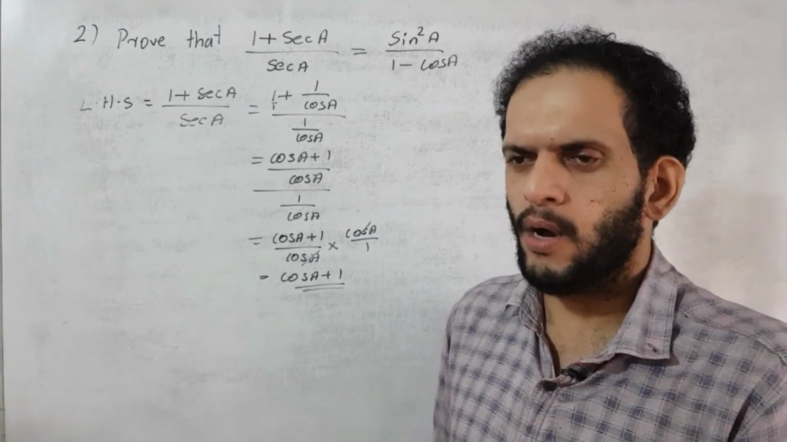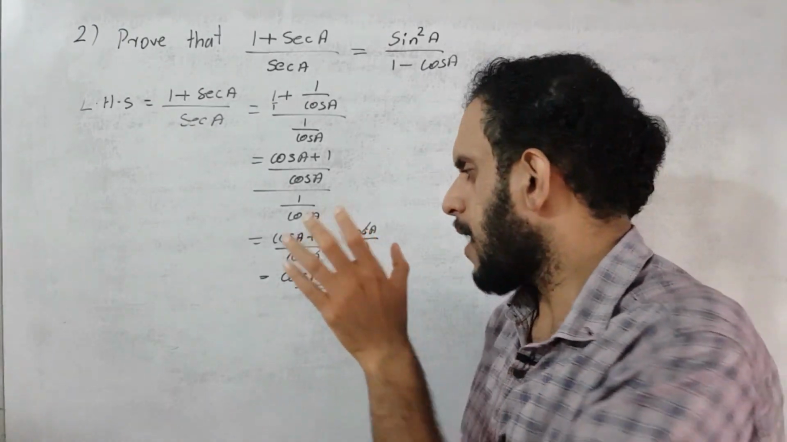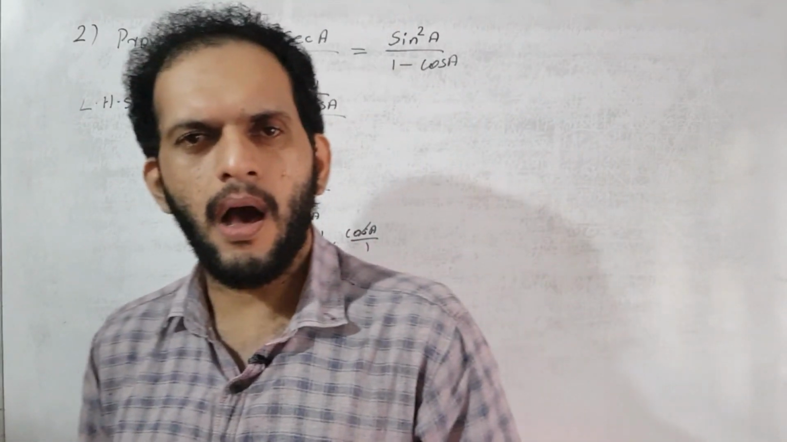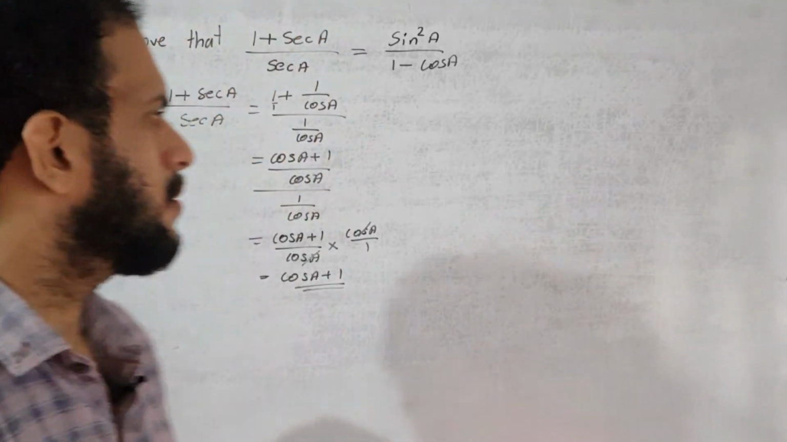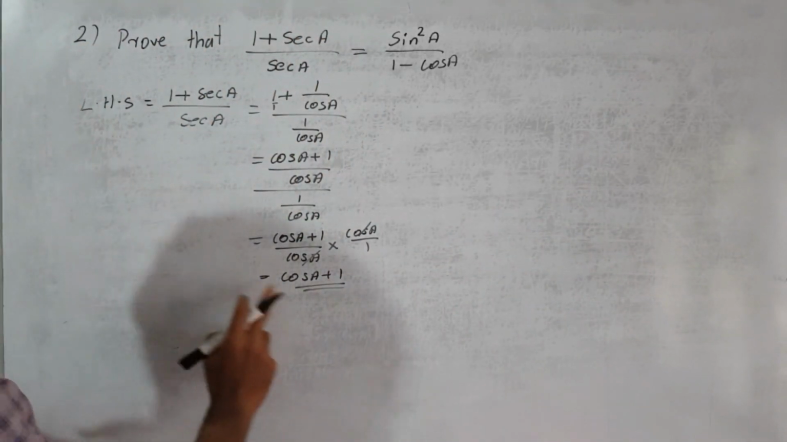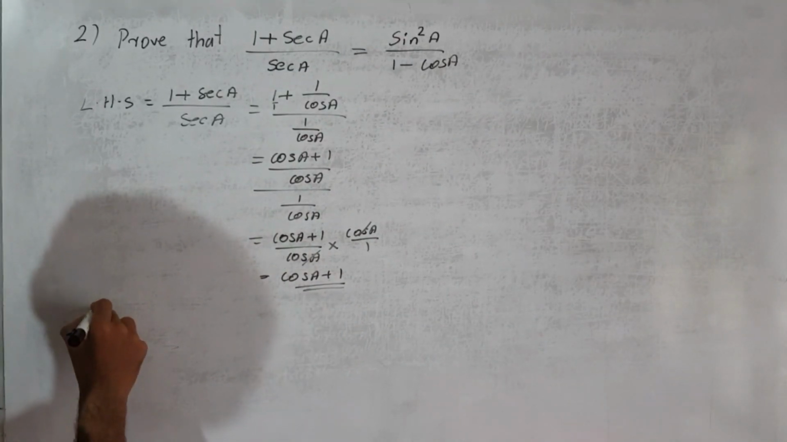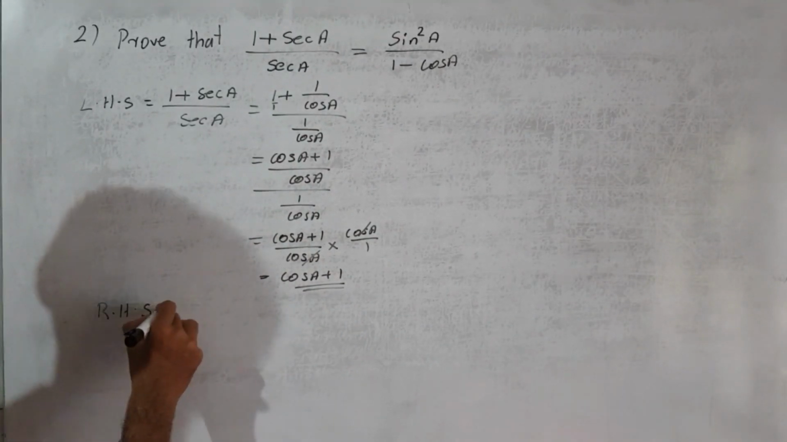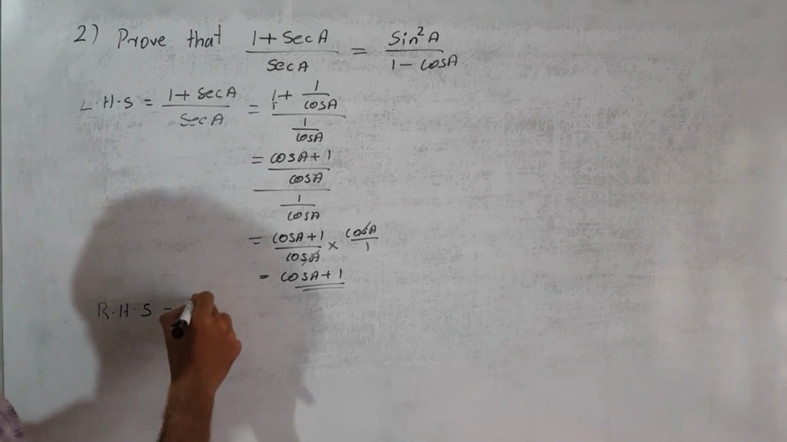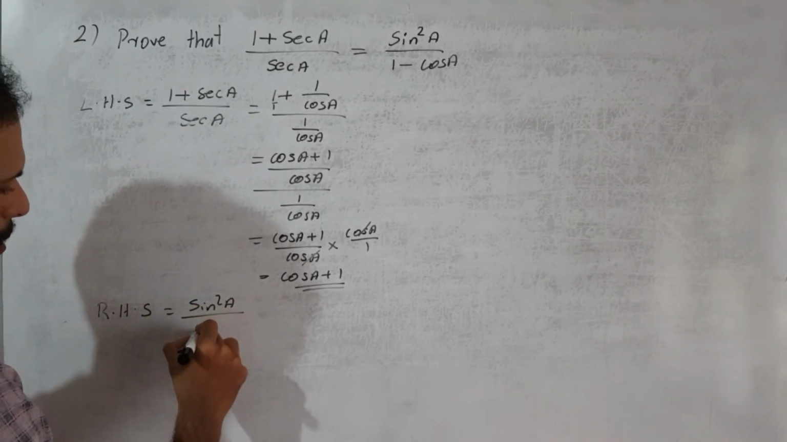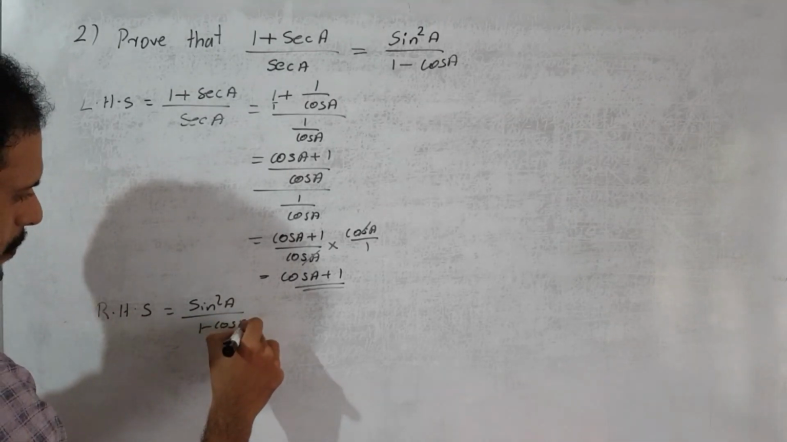Okay, so here I am doing the second idea. I stop with the LHS here, then I start the next from the RHS. So next, what is LHS? We got it now, cos A plus 1. The next I start from the RHS. Then RHS is equal to sin square A by 1 minus cos A.